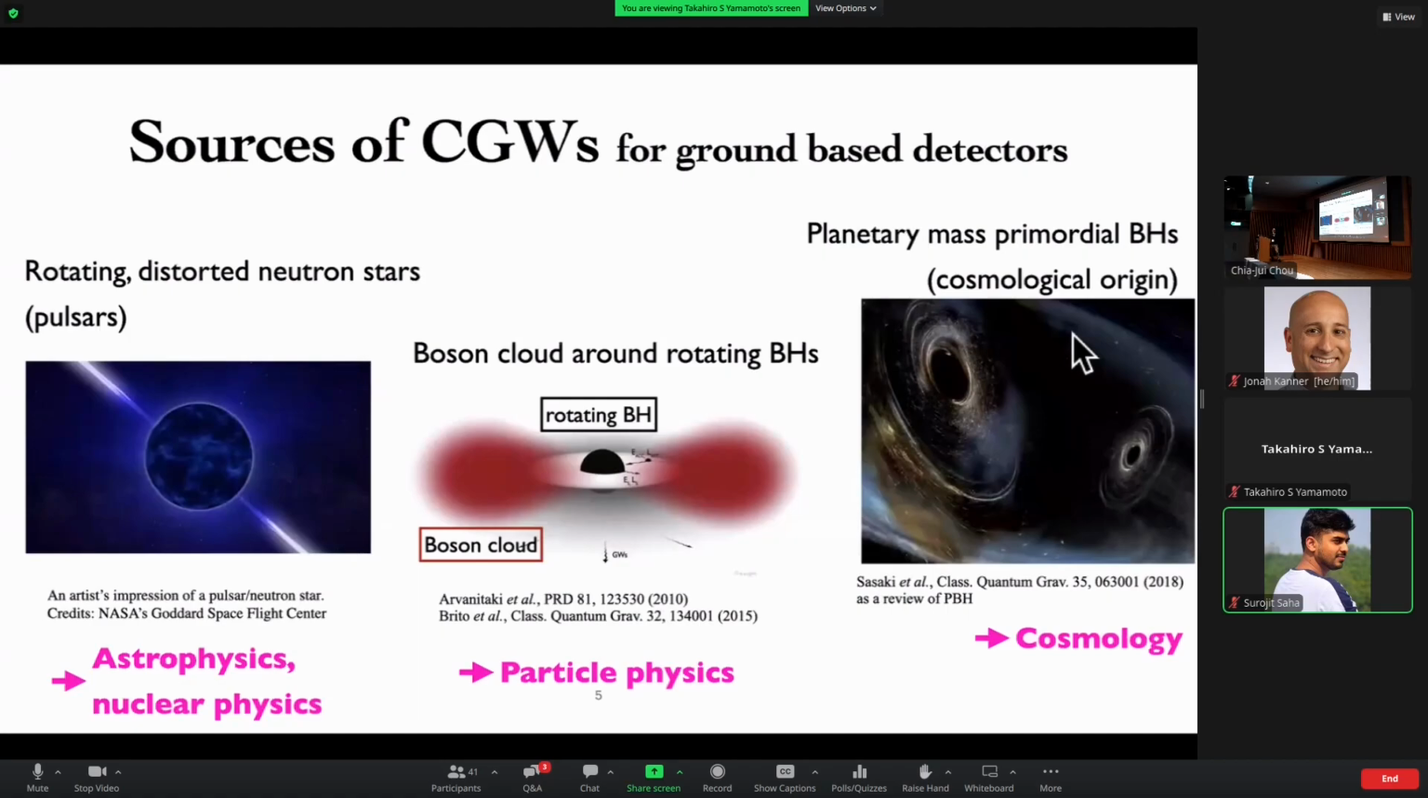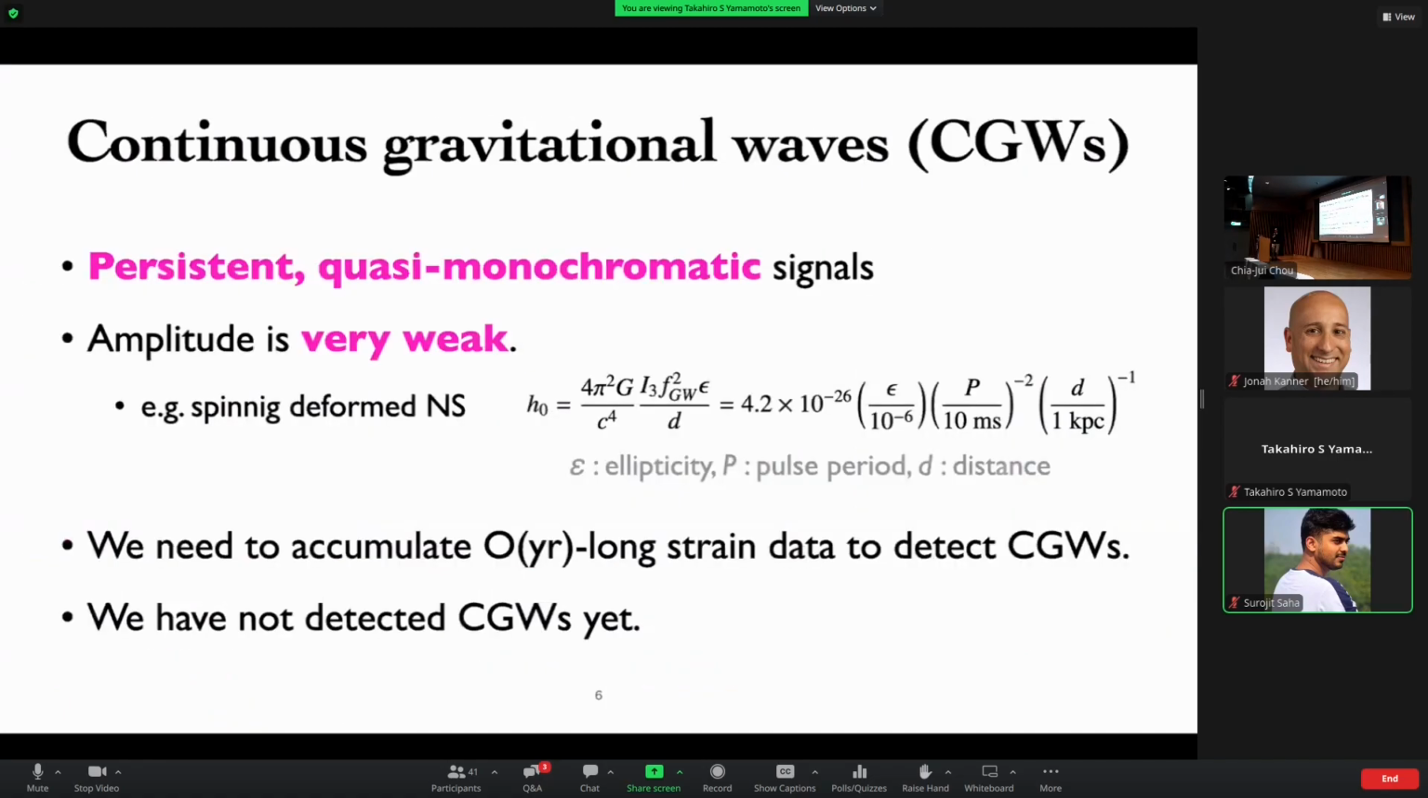So in summary, detecting the continuous gravitational waves will give impact to not only astrophysics, but also nuclear physics, elementary particle physics, and also cosmology. So this is why we want to detect the continuous waves. And yeah, here's a list of the characteristics of the continuous gravitational waves.